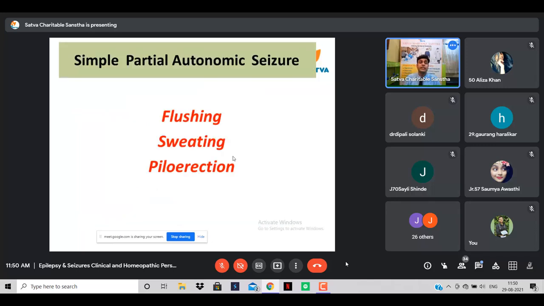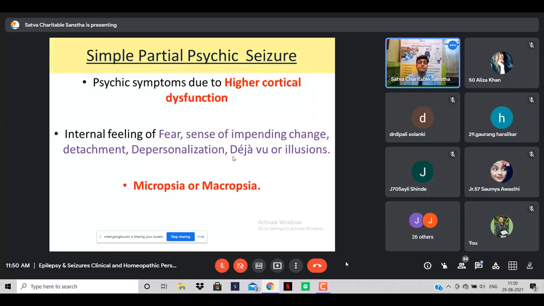Then the other type is simple partial autonomic seizure, which has flushing, sweating and piloerection. Then the psychic symptoms. Psychic means the person may not actually get convulsive, but they have abnormal behavior because of higher cortical dysfunction, especially when the frontal lobe is involved. There is an internal feeling of fear. The person may get that intense fear, and these are all episodic, once in a while, a sense of impending change, some vague sensation which is coming.